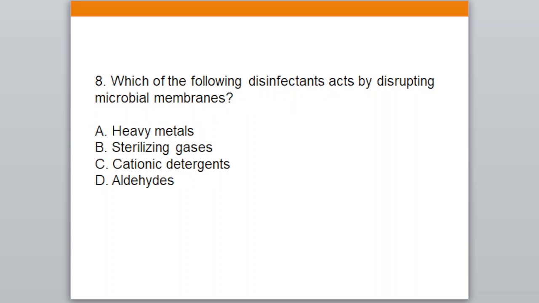Next question, question number 8. Which of the following disinfectants act by disrupting microbial membranes? Your options are A. Heavy metals, B. Sterilizing gases, C. Cationic agent detergents, and D. Aldehydes. Your correct answer is option C. Cationic detergents.